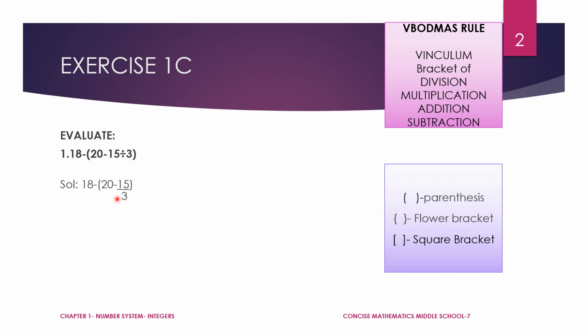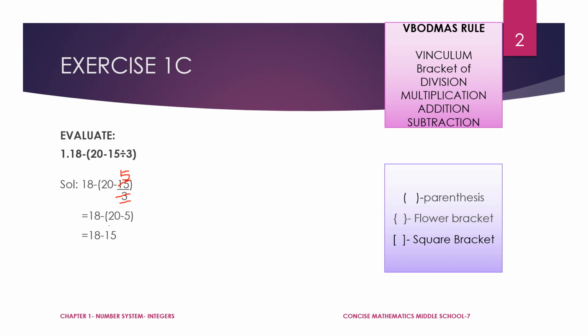So 15 divided by 3 can be written as 18 minus (20 minus 15 divided by 3). Now you can just divide it: 3 ones are 3, 3 fives are 15, right? So you can divide it like this. That's why I have solved only this division first in this parenthesis. So 20 minus 5. Now next you have only subtraction inside this braces. So you can directly do the subtraction. When you subtract, what you get is 18 minus 15.